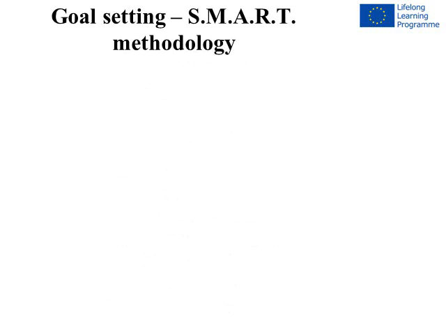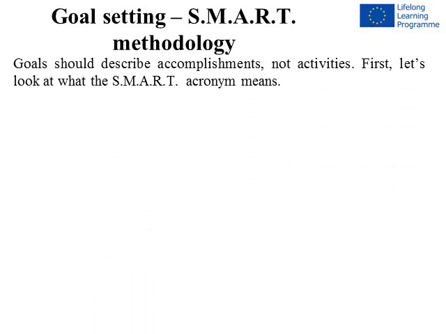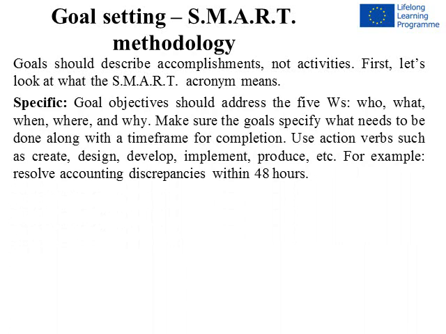Goal setting. SMART, S-M-A-R-T methodology. Goals should describe accomplishments, not activities. First, let's look at what the SMART acronym means. Specific. Goal objectives should address the 5 W's: who, what, when, where, and why. Make sure the goals specify what needs to be done, along with a time frame for completion. Use action verbs such as create, design, develop, implement, produce, etc. For example, resolve accounting discrepancies within 48 hours.